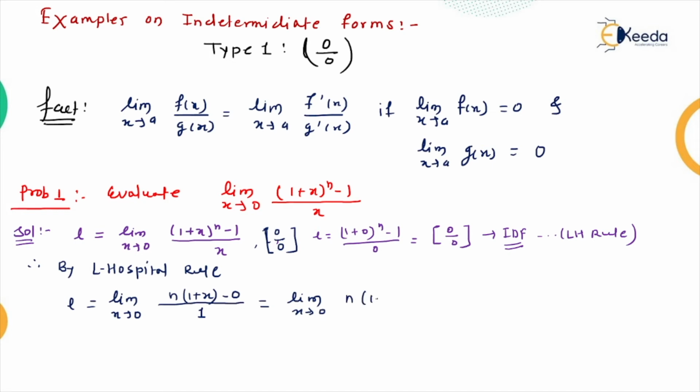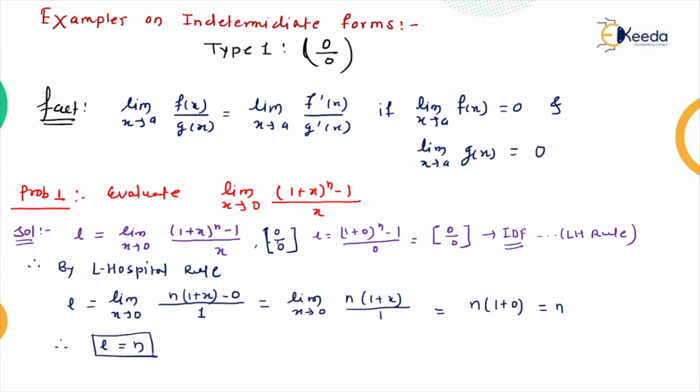So n into (1 plus x) divided by 1. Now you have to also check further, is it 0 by 0 form or not? Now in the denominator clearly 1, so that's why it is not 0 by 0 form. Therefore you are eligible to operate the limit directly. Means we operate the limit as x tends to 0, then we get n into (1 plus 0). So what is your answer here? n. So therefore the given limit is equal to n, that is your answer.